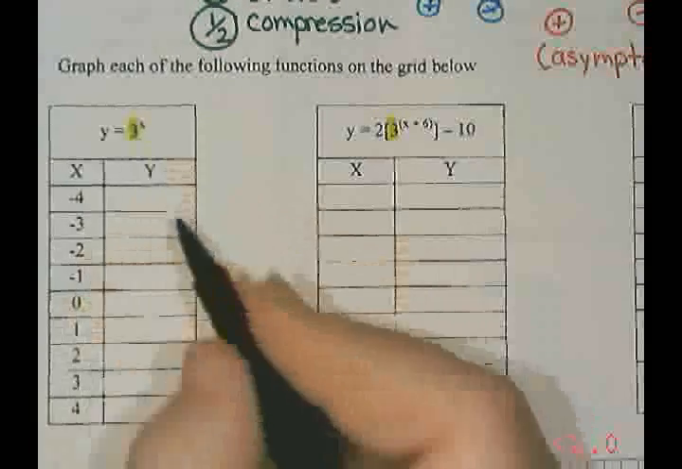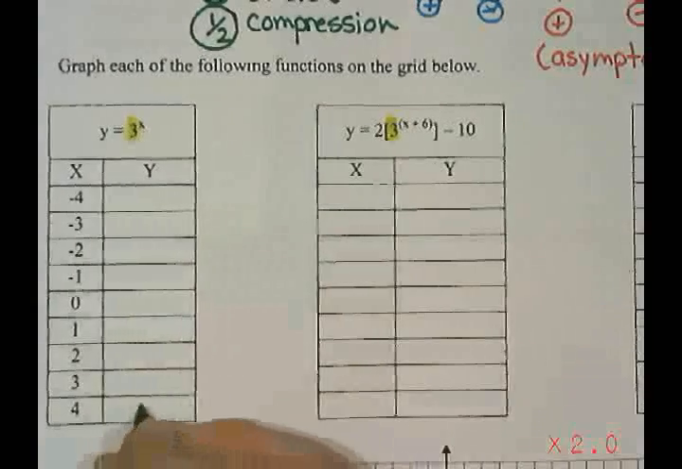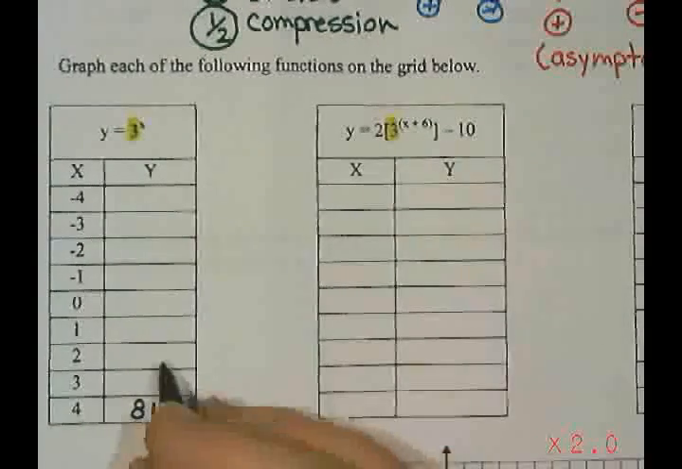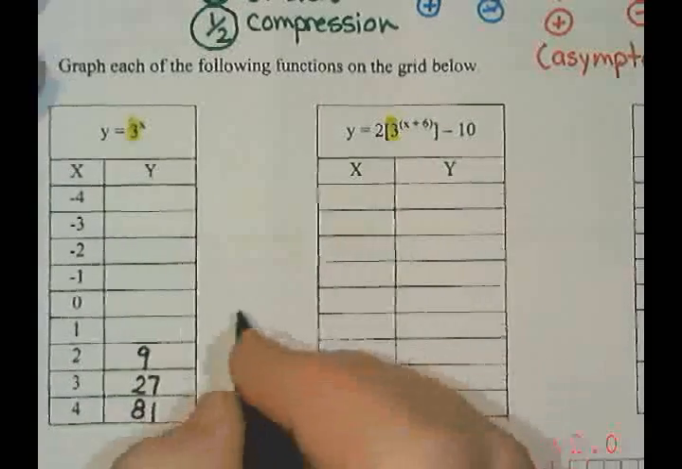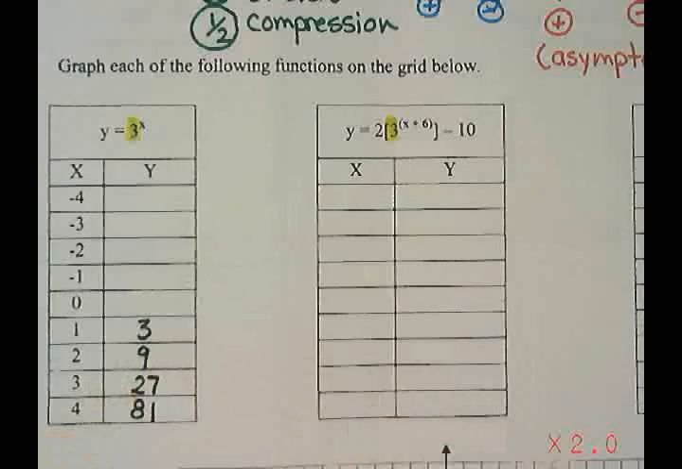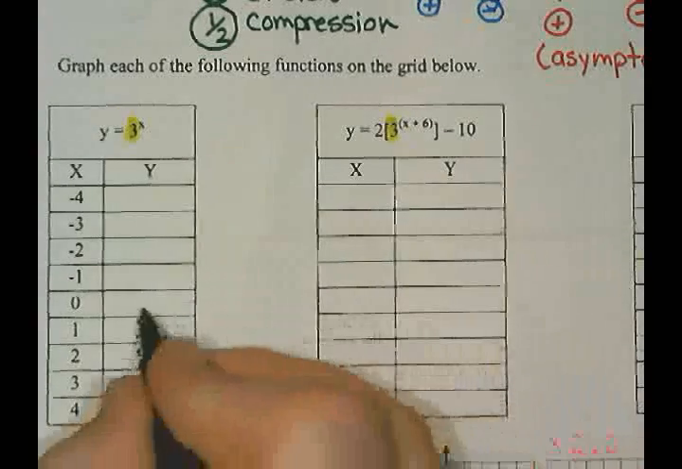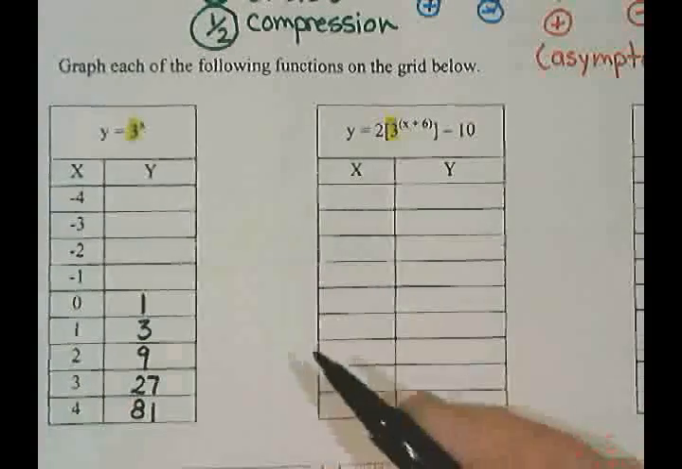So I like to start at the bottom. 3 to the power of 4 is 81. 3 to the power of 3 is 27. 3 to the power of 2 is 9. 3 to the power of 1 is 3. 3 to the power of 0, anything to the 0 is always 1. 3 to the negative 1.